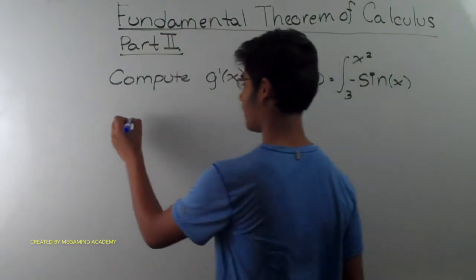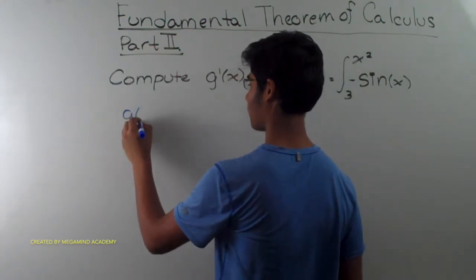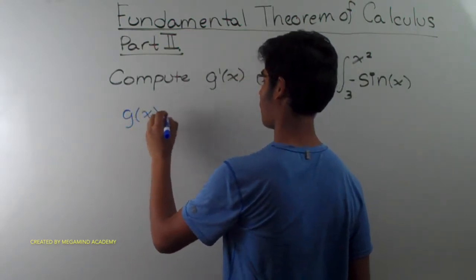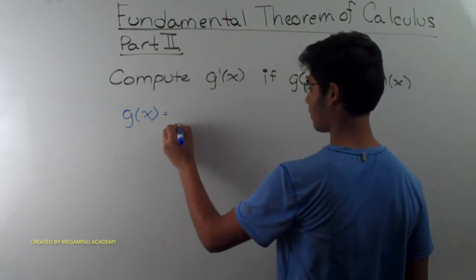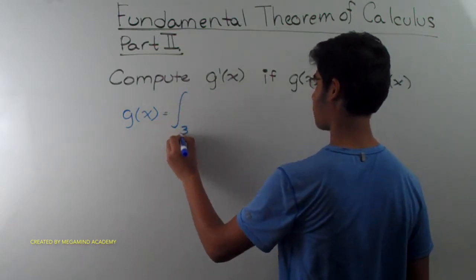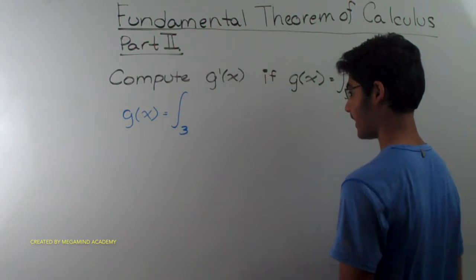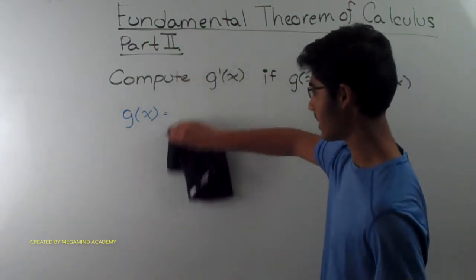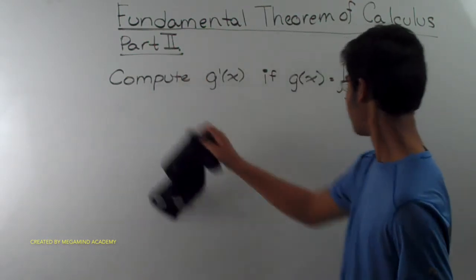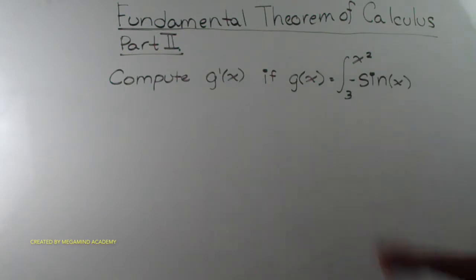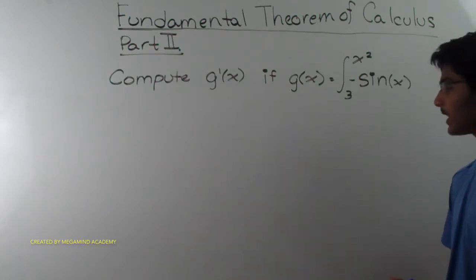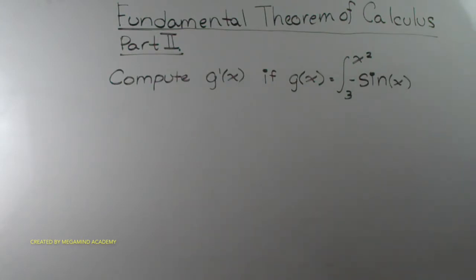We know that g of x is equal to the integral from 3 to x squared of negative sine of x. So wouldn't that just mean that g prime of x is equal to negative sine of x? Well, in this case, it's not what that means.